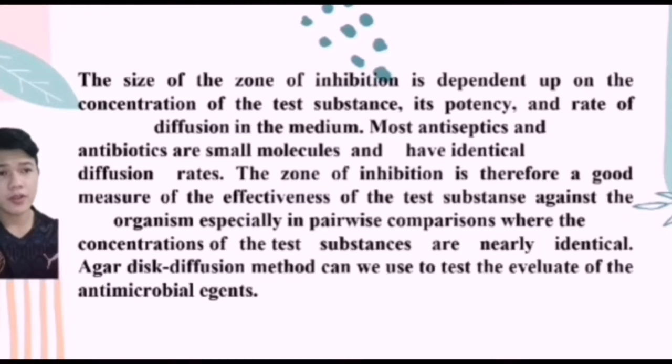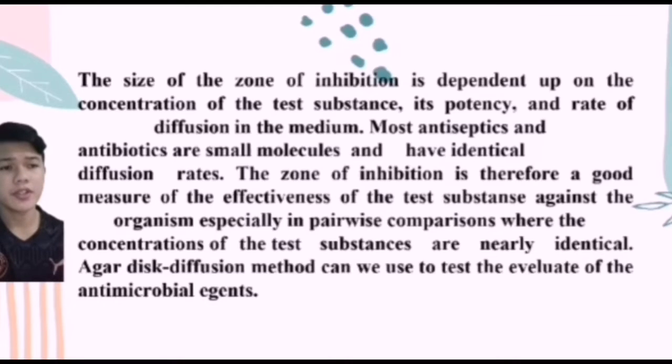The size of the zone of inhibition is dependent on the concentration of the test substance, its potency, and the rate of diffusion in the medium. Most antiseptics and antibiotics are small molecules and have identical diffusion rates. The zone of inhibition is a good measure of the effectiveness of the test substance against an organism, especially in pairwise comparison where the concentrations of the test substances are nearly identical. Other methods can also be used to evaluate antimicrobial agents.